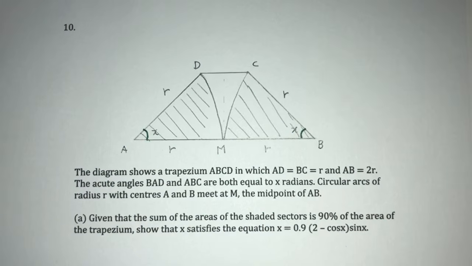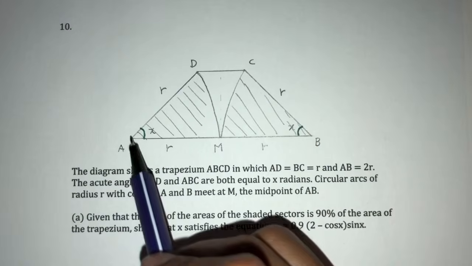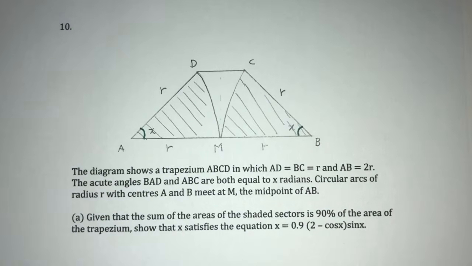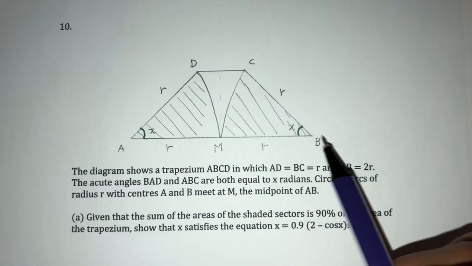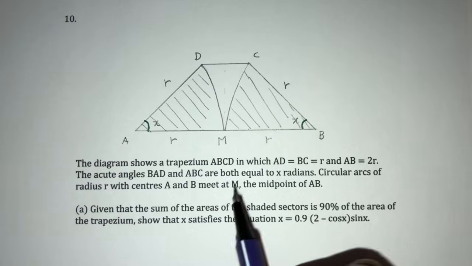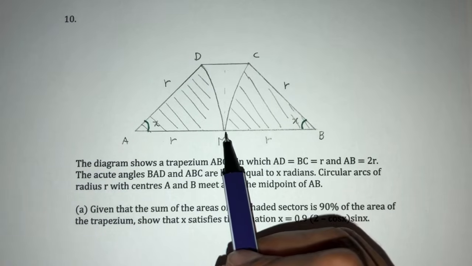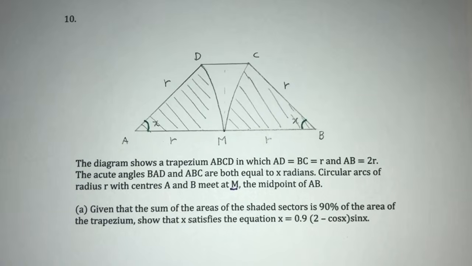So the diagram shows the trapezium ABCD, in which AD is equal to BC, so this and this are the same, and this whole thing is 2R, right? And then here we have arcs of circle, center A and B respectively, and the angle here is x. This is given to you. Now, M here is the midpoint of AB. Now let's move on to part A of the question.